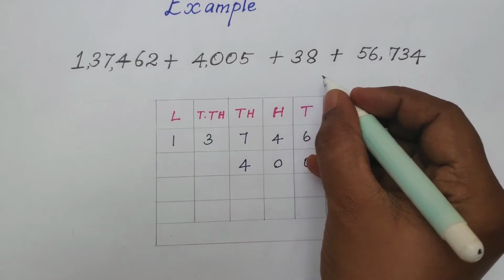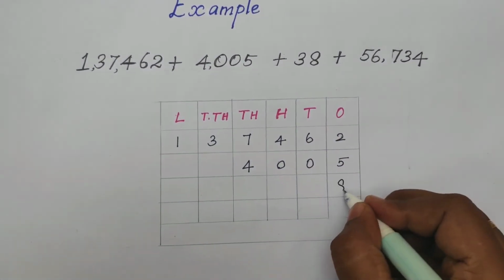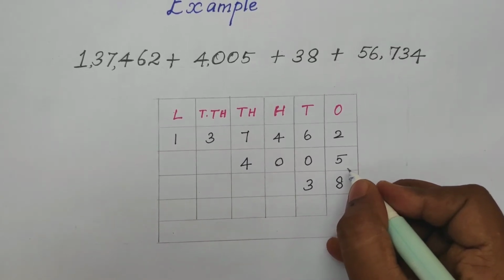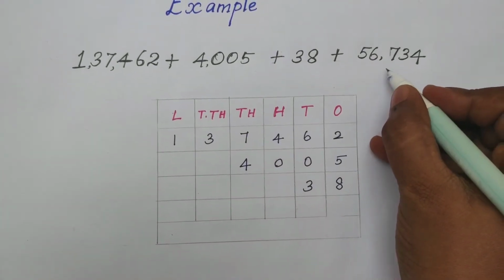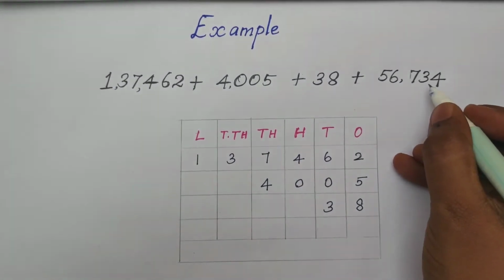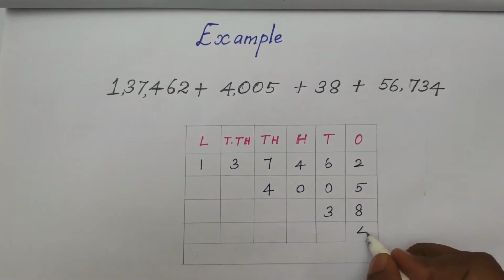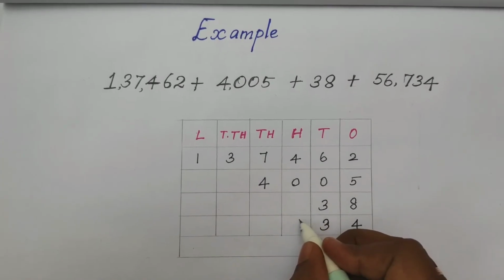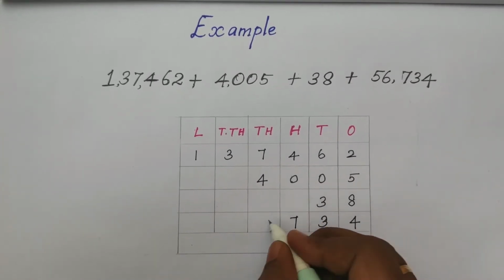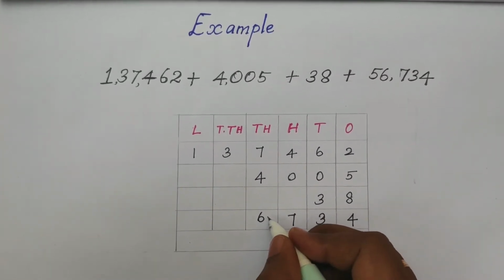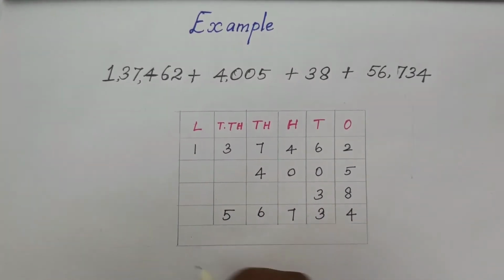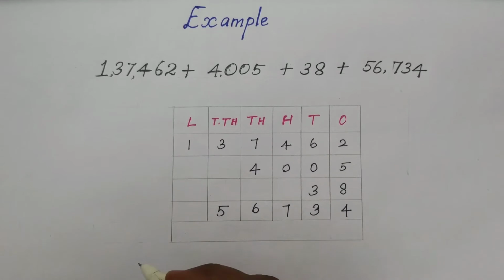Then the third number 38. 8 in ones place, 3 in tens place. Then the last number 56,734. 4 in ones place, 3 in tens place, 7 in hundreds place, 6 in thousands place, 5 in 10,000s place. Now we can add all these numbers.